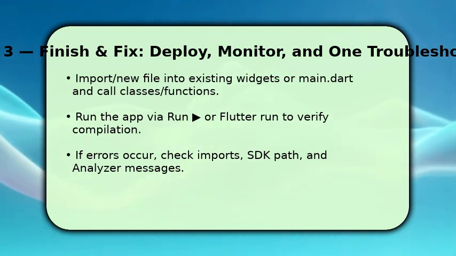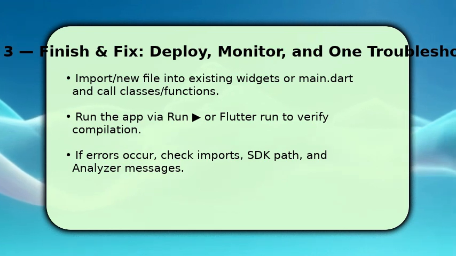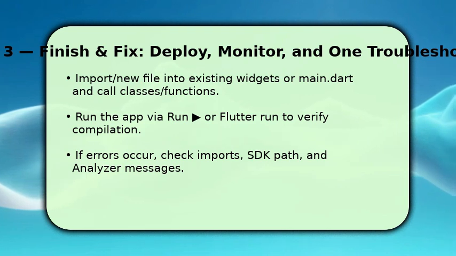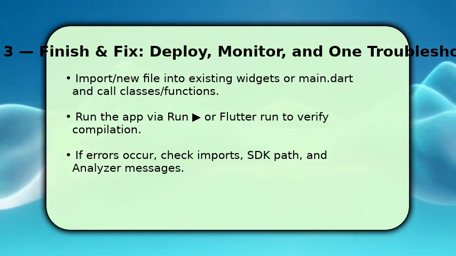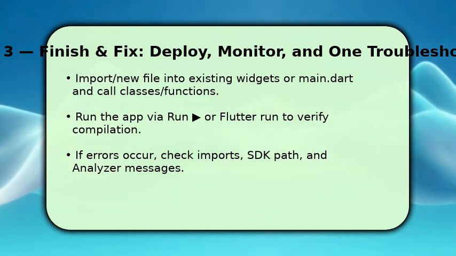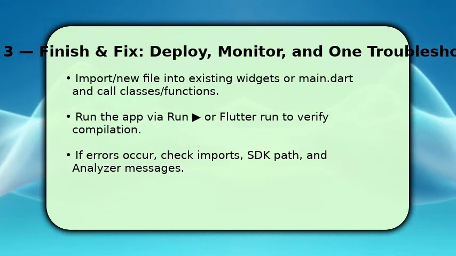If the app fails, check the problems pane. Most issues are missing imports or wrong package names. One key troubleshooting tip: if the analyzer can't find the file, invalidate caches and restart Android Studio, then run pub get. That resolves many sync and indexing errors.